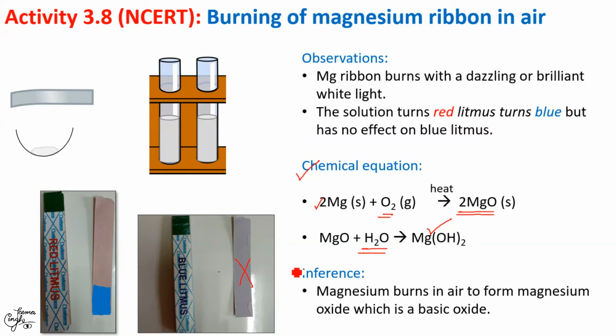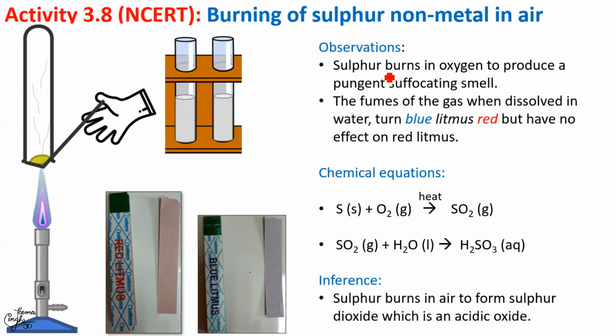Thus we infer that magnesium burns in air to form magnesium oxide, which is a basic oxide. Coming to the observations of burning of sulphur. Sulphur burns in oxygen to produce sulphur dioxide gas, which has a pungent suffocating smell.